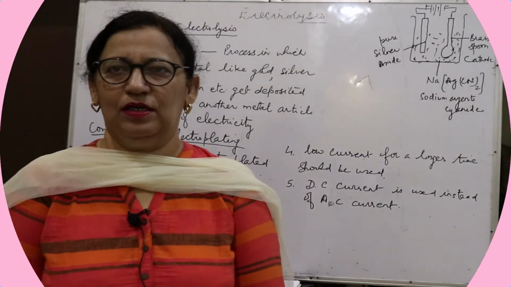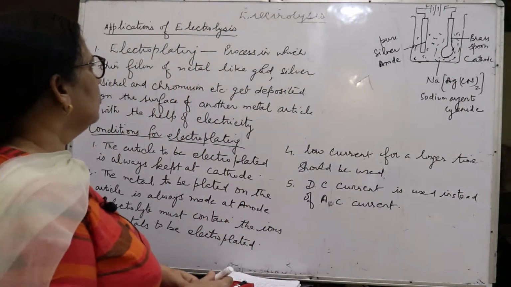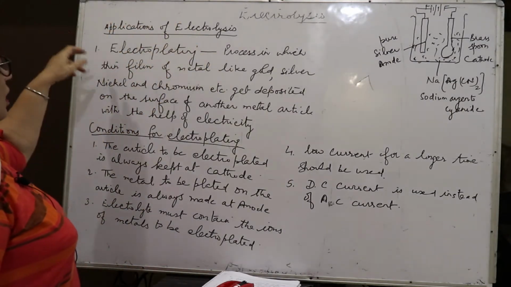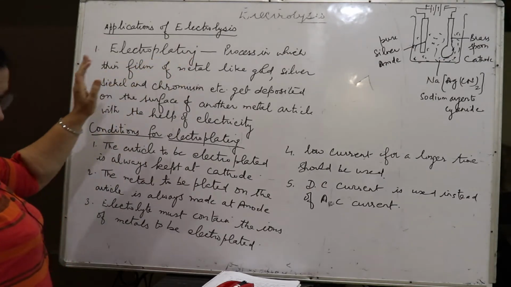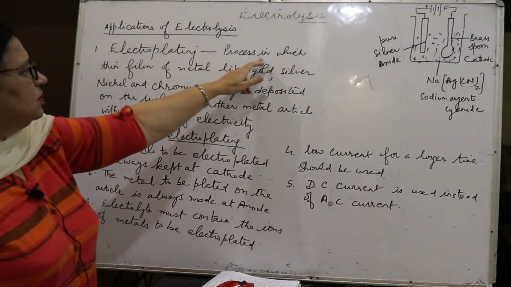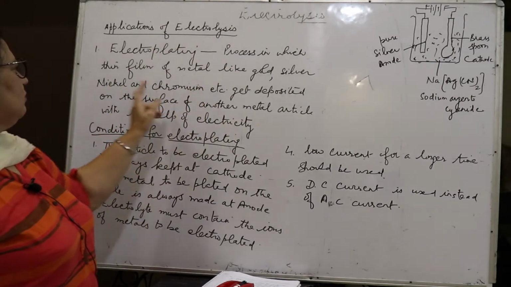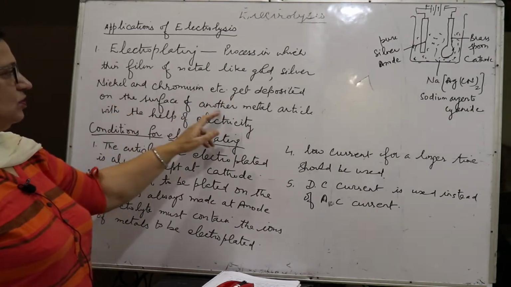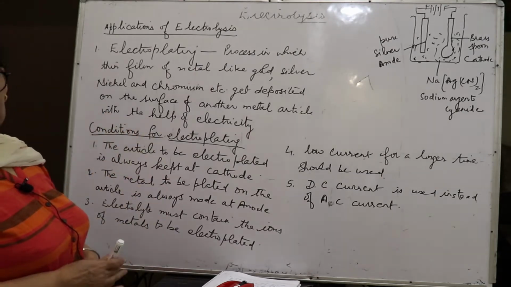Hello children, let us do the last part of the chapter electrolysis, that is applications of electrolysis. And the first application is electroplating. What is electroplating? That is the process in which a thin film of metal like gold, silver, nickel and chromium etc. gets deposited on the surface of another metal article with the help of electricity.